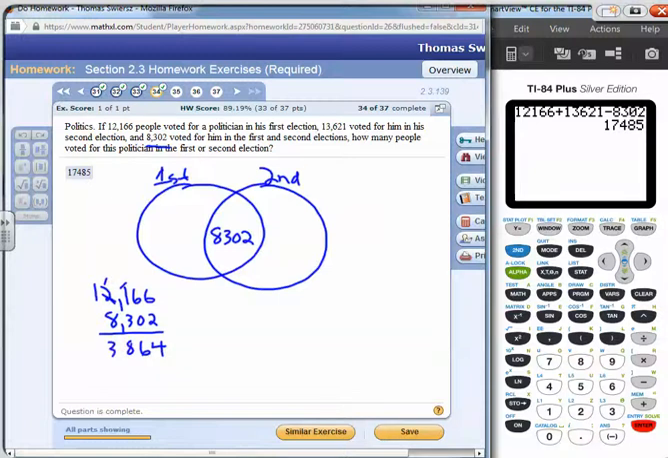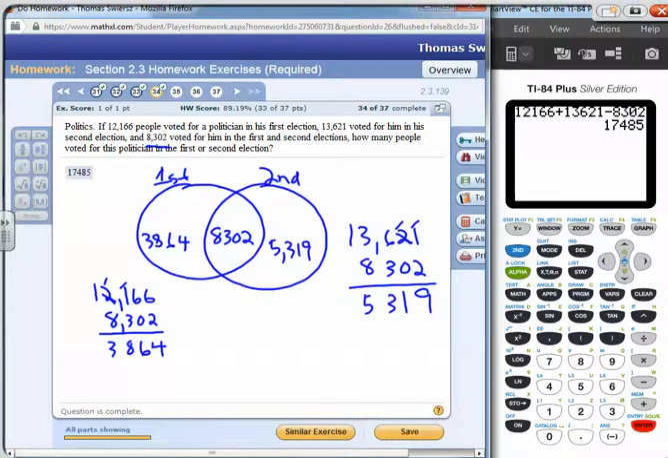So you would have 3,864 there. And the same thing in the second. You have 13,621, but you've already accounted for 8,302, so you would subtract. So you would get 5,319. So now what? You split them up.